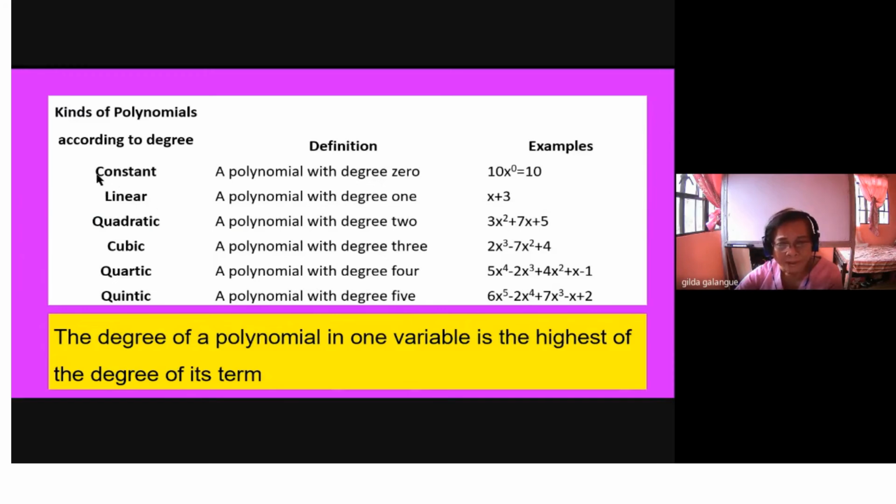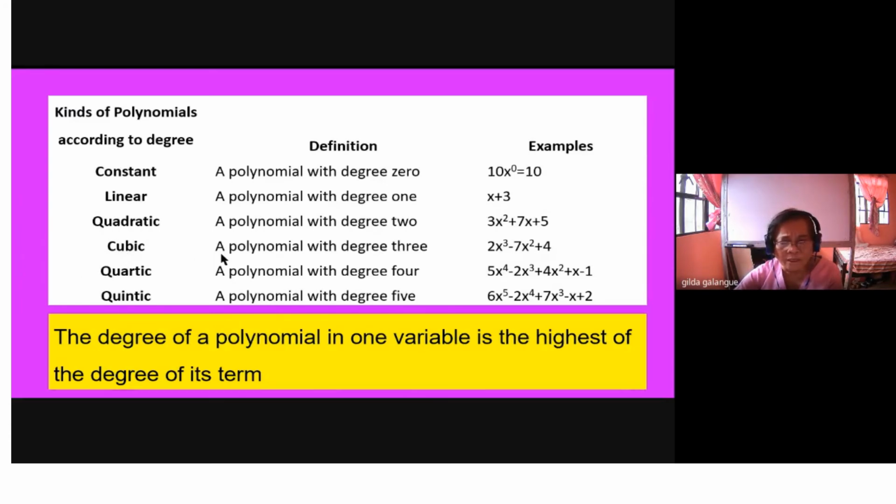We have linear. How do we know whether it is linear? If the degree of the polynomial is 1, the exponent of x is 1. Actually, it doesn't have an exponent written, but there is an exponent there. Akala mo lang wala, pero meron, no? So this is a linear polynomial of degree 1. What is a quadratic? A polynomial with degree 2. Look at the highest exponent. The highest exponent is 2. If the highest exponent of the variable is 2, that is a quadratic polynomial.